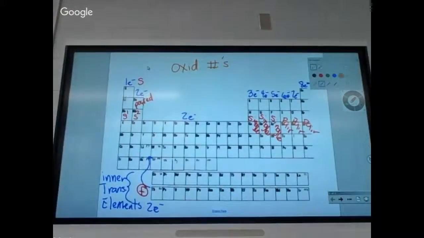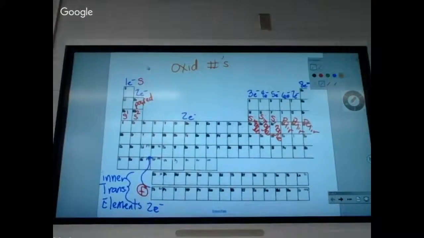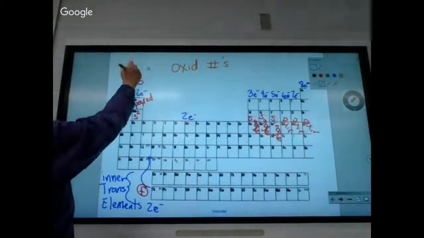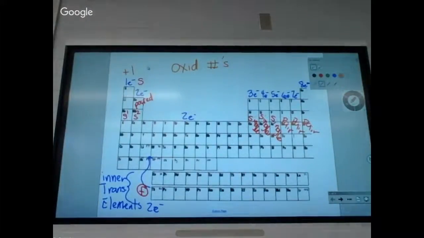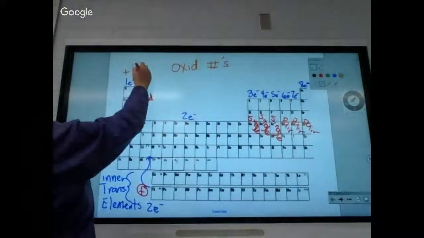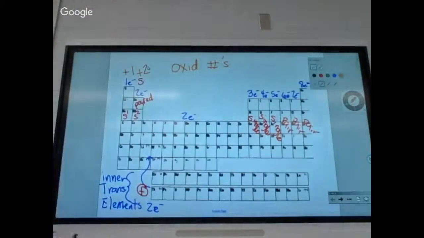All right. So oxidation numbers. Group 1. Every element in group 1 is positive 1. Every element in group 2 is positive 2.